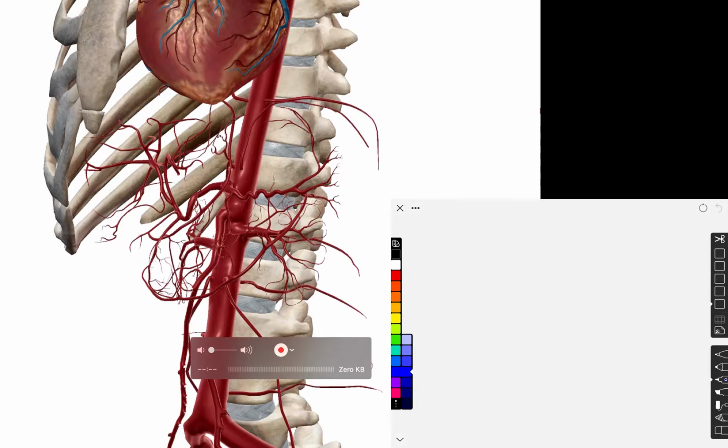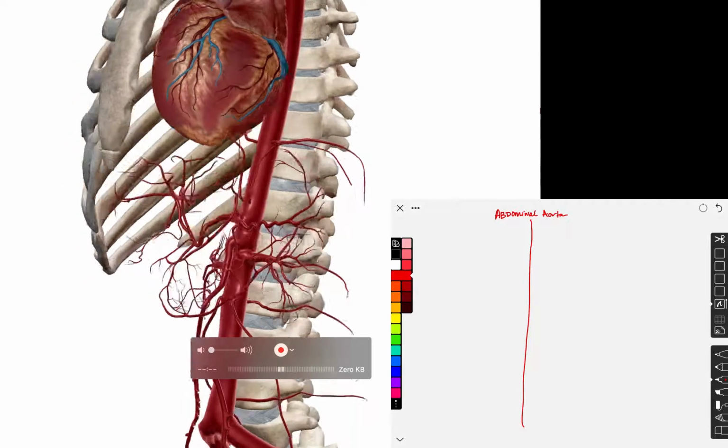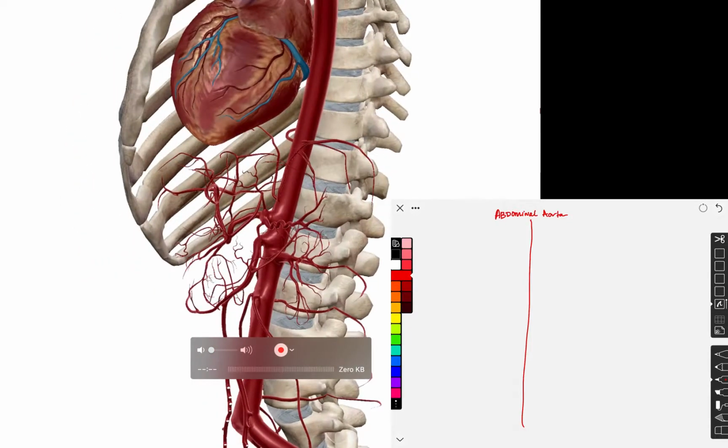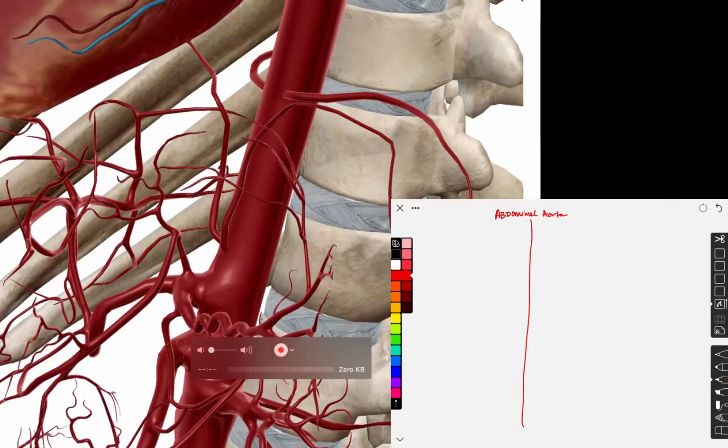In this video, we're going to talk about the branches of the abdominal aorta and the veins that would be the counterparts to those structures. When you're looking at the abdominal aorta, the first artery that would be just south of the diaphragm, so the diaphragm would be located in this area.